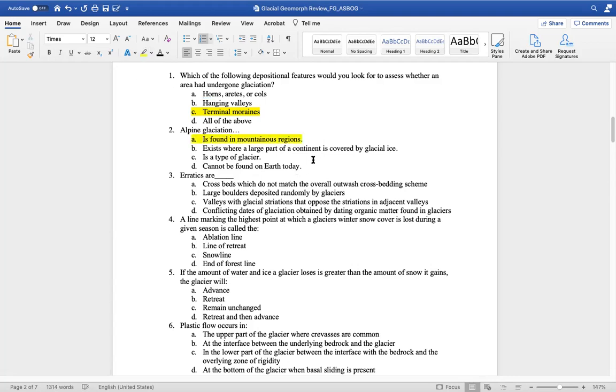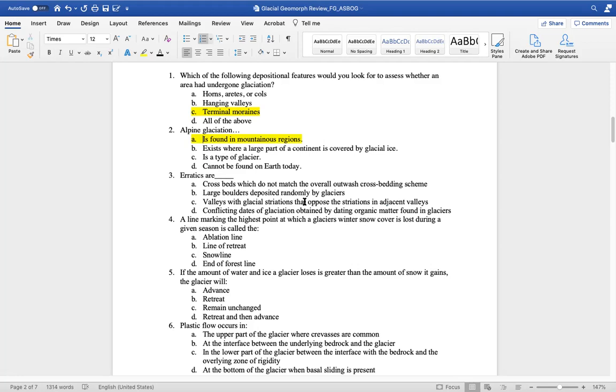All right. Erratics are blank. Crossbeds which do not match. Large boulders deposited randomly. Valleys with glacial striations that oppose conflicting dates. So all of these responses were really over the place, and that's ironic considering what we're being asked.